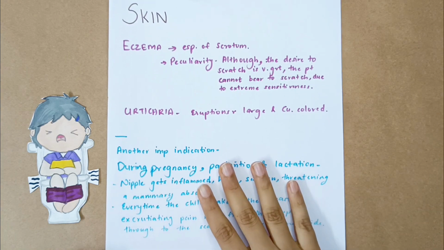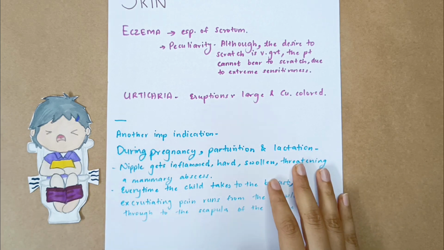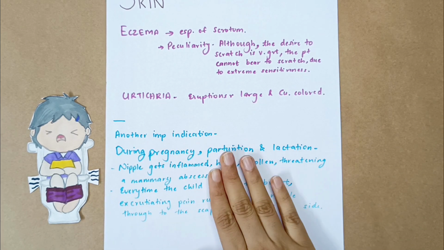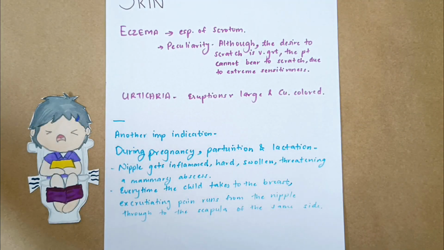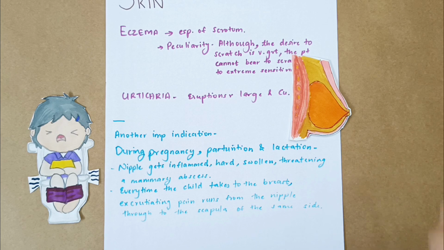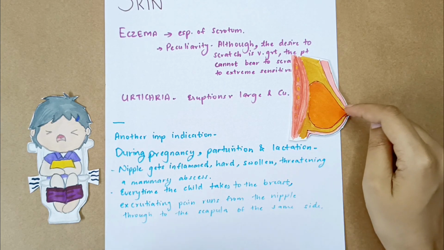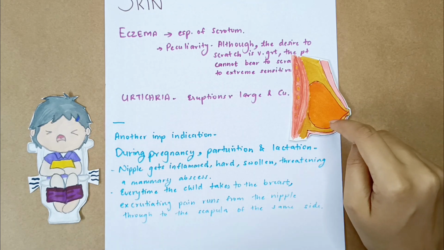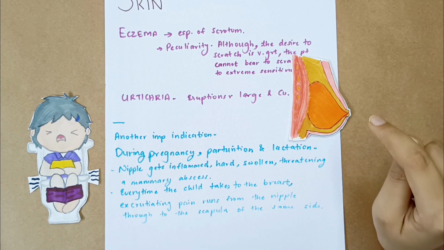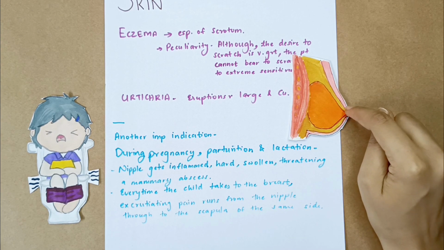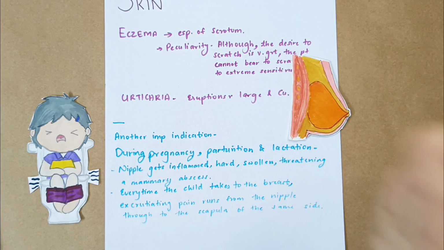Another important indication which is not related to the skin or the GIT, but it's very important, and that's why Dr. N. Choudhuri mentions it, is that during pregnancy, parturition and lactation, the nipple gets inflamed, hard, swollen, threatening a mammary abscess. And every time the child is feeding, there's excruciating pain which runs from the nipple through to the scapula of the same side. So it starts from the nipple, it goes back to the scapula of the same side.